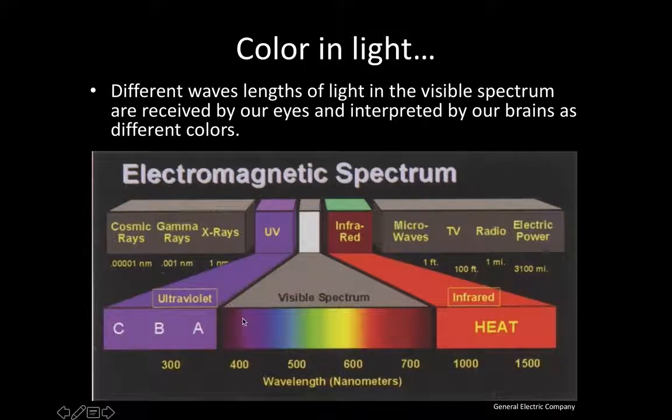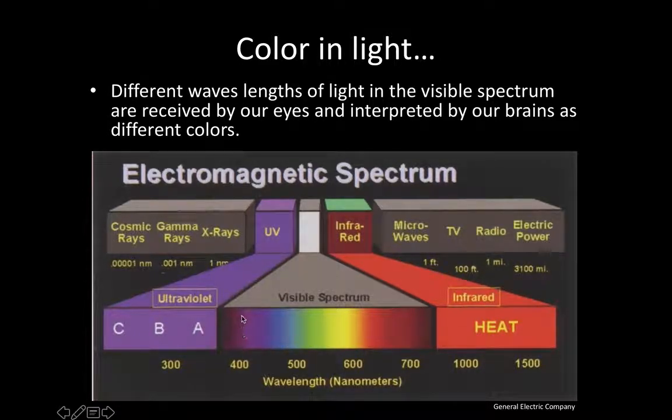You'll also notice that this example of the visible spectrum is broken into different color bands. So different wavelengths, like for example this 400 nanometer wavelength, are perceived by our eyes, interpreted by our brains to be specific colors.